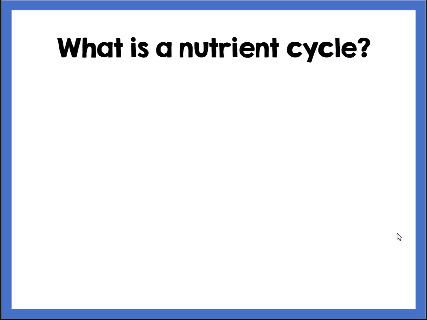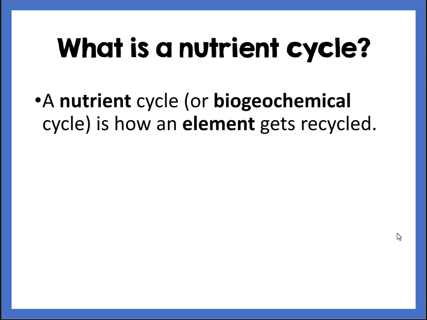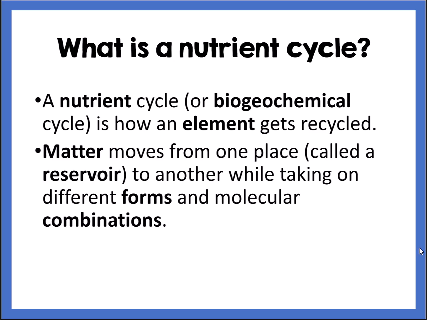A nutrient cycle is similar to the water cycle here. It shows how an element gets recycled. So we can call this a nutrient cycle or a biogeochemical cycle. And this is just a fancy word meaning that this matter is occurring in living things, it's occurring in the ground, in the land, and it's also occurring chemically. And so we're showing how that element gets recycled through the environment.